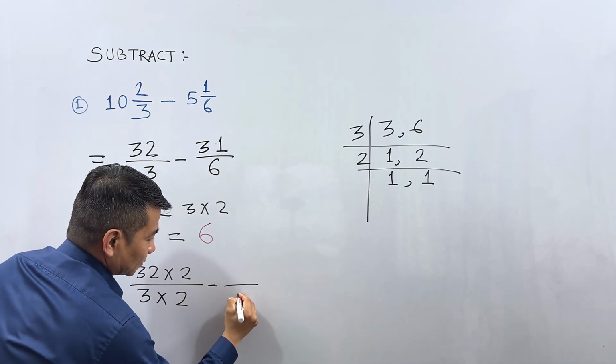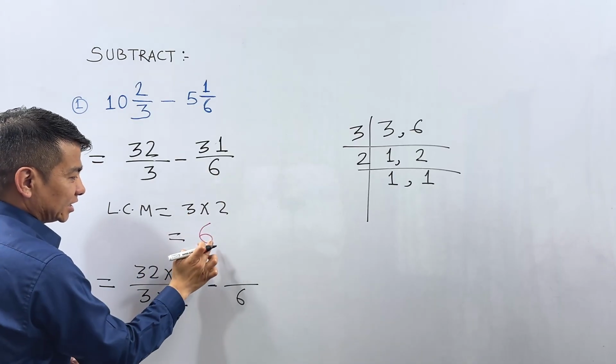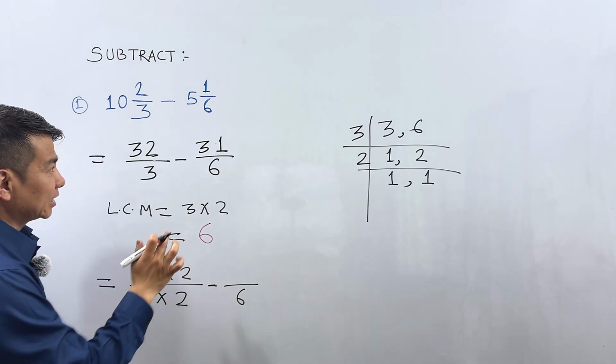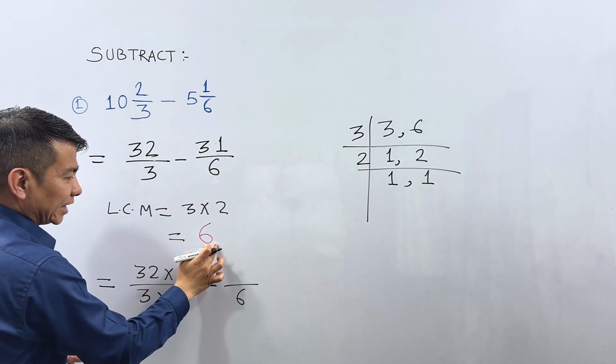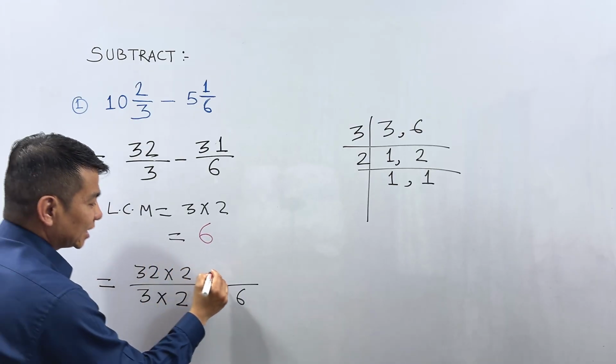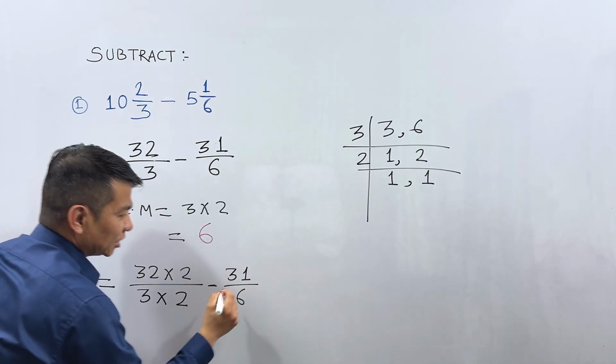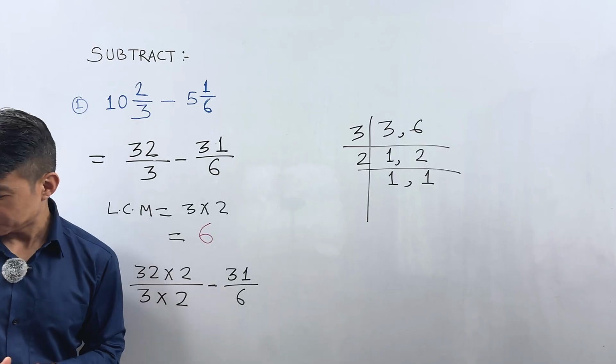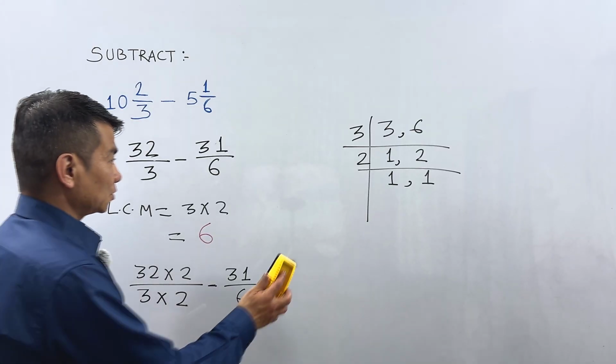Now minus. Here the denominator is 6 and the LCM is also 6. So in that case, when the denominator and the LCM are the same, you don't need to multiply by any number. Okay. Now I'll rub this portion.